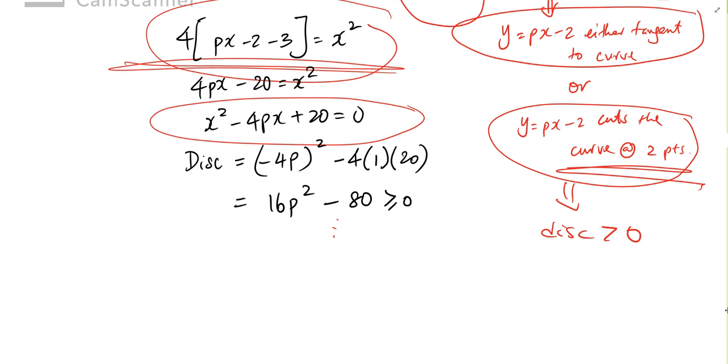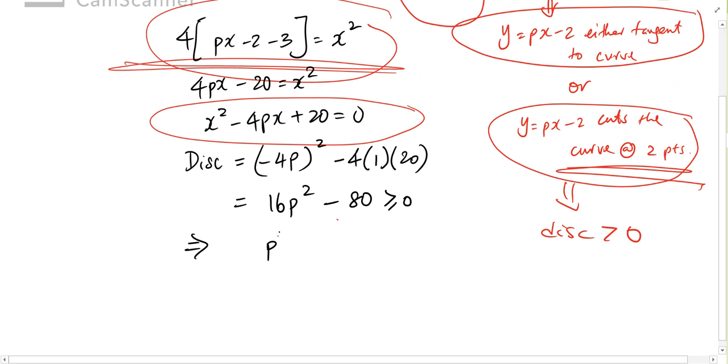So from here on, how do we solve this? How do we solve 16p squared minus 80 greater than or equal to 0? Factorize. Divide by 16, okay. So p squared minus 5 greater than or equal to 0. What next? Factorize. How to factorize this one? P minus square root 5, p plus square root 5 greater than or equal to 0, yes? Yeah. Why make it so difficult?